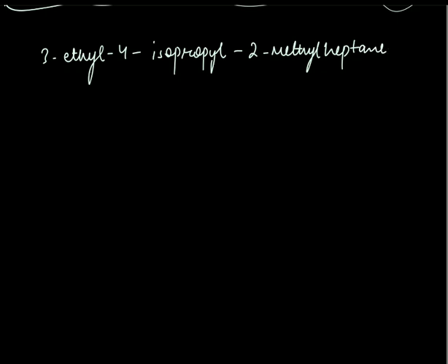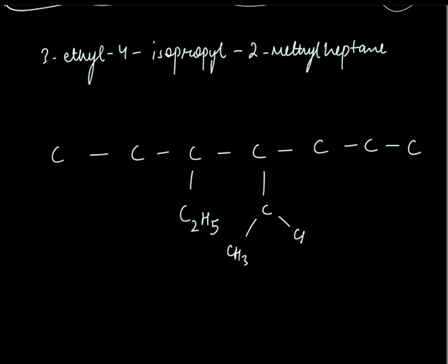So in this, again, let's draw the 7 carbons since it's heptane. Now they're saying it's 3 ethyl, C2H5, and then 4 isopropyl. Iso is when the middle carbon is bonded and you have 2 carbons on both sides. This is isopropyl, right? Then I think the rest is done. 2 methyl heptane, done.